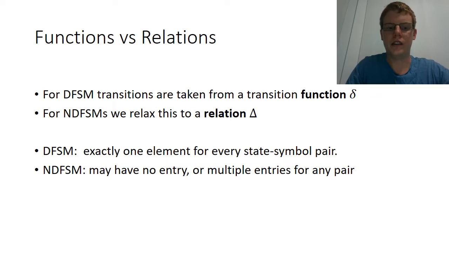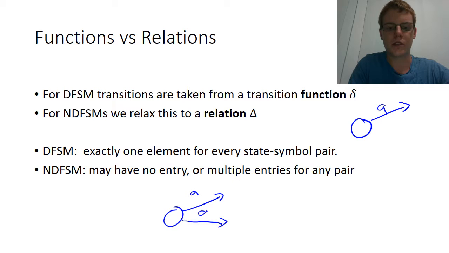What this means simply is that for a deterministic finite state machine, there must be one entry in delta for every state symbol pair, and only one entry. So that means for any given state, there must be a transition out of it for an element of sigma, and there must be only one such transition. Whereas for a non-deterministic finite state machine, we may have no entries, so we can have states without transitions coming out of them for every element of sigma, or we may even have multiple entries, and this is usually what we see as the key difference. So we may have a state with two transitions coming out for the symbol A.